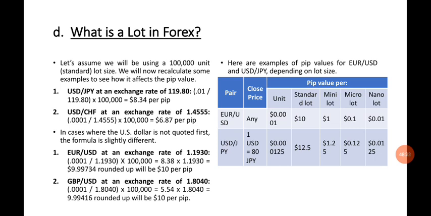The next pair, US dollar Japanese yen, 1 US dollar is equal to 80 Japanese yen. Example, just giving it. Our unit is now 0.000125. And now for standard lots, 1 pip movement is equal to 12.5 US dollars. 1 pip movement in the mini lot is 1.25. 1 pip movement for micro lot is 0.125, and 1 pip movement for a nano lot size is 0.0125.